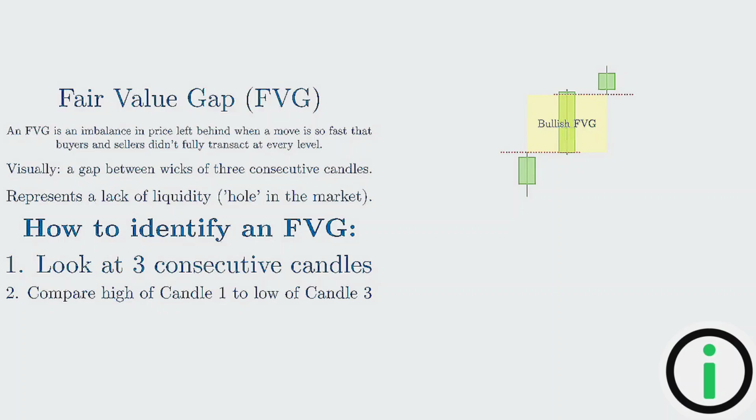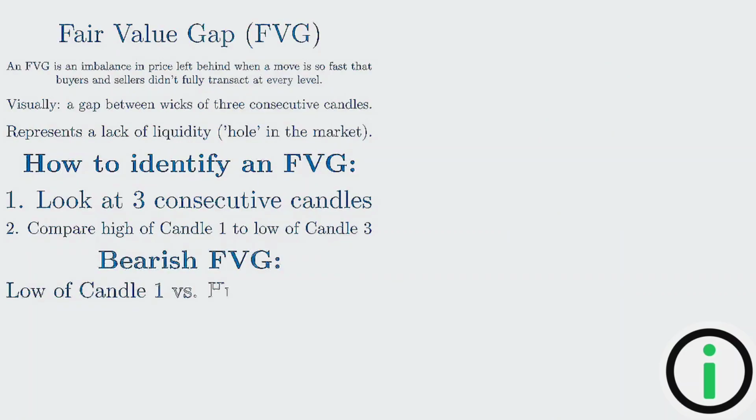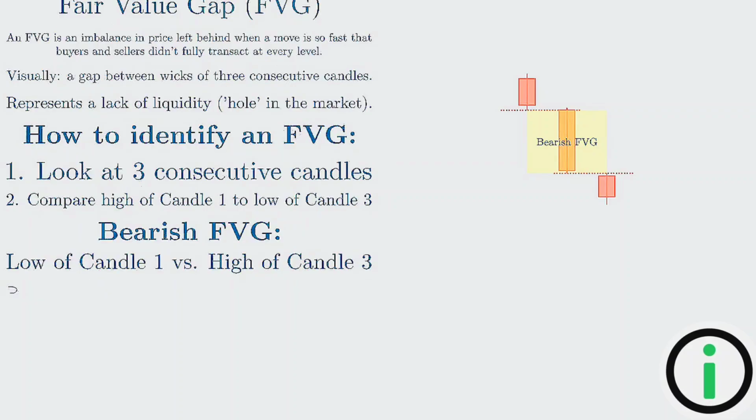That untouched price zone is your fair value gap. For a bearish FVG in a downward move, use the mirror logic. Compare the low of candle 1 to the high of candle 3. If the high of candle 3 is lower than the low of candle 1, you have identified a bearish imbalance. By the end of this scene, you should be able to spot these 3 candle patterns and mark the resulting imbalance zones on your chart.